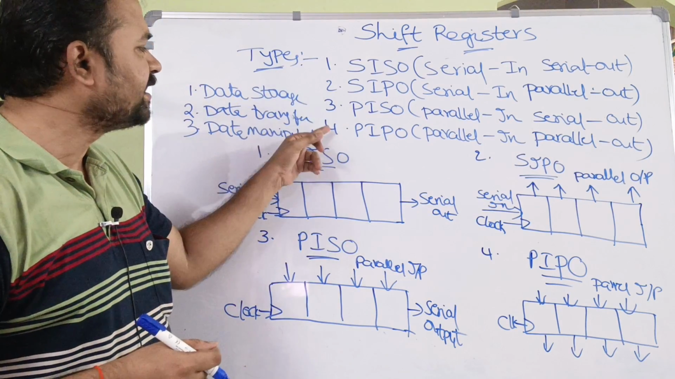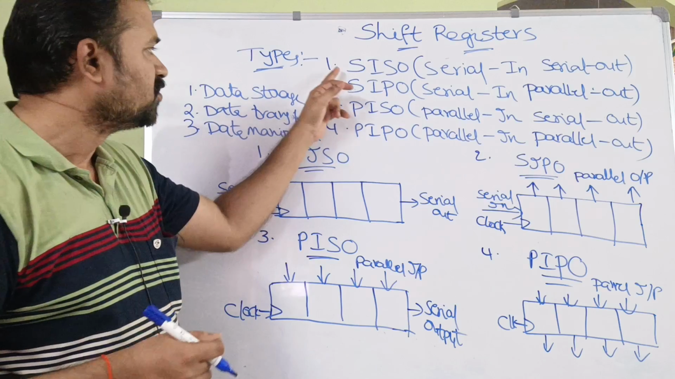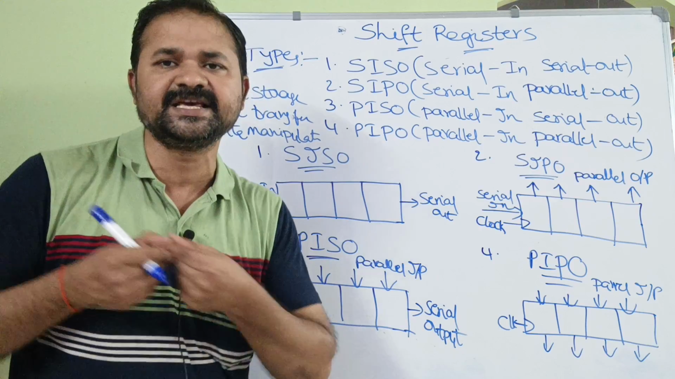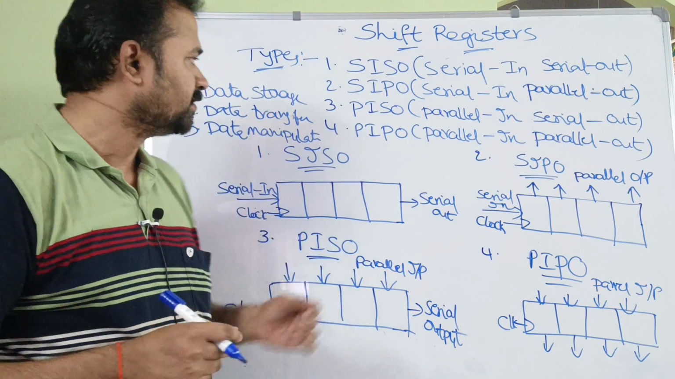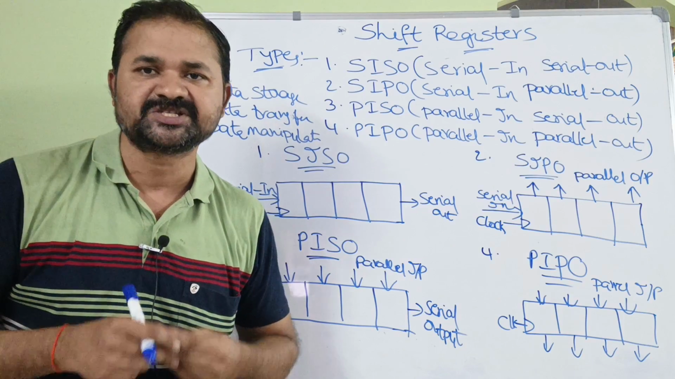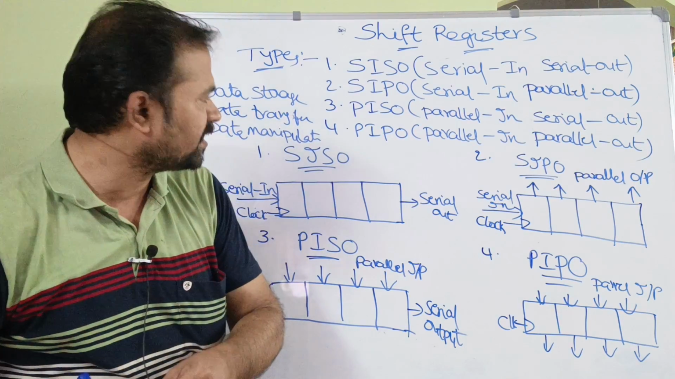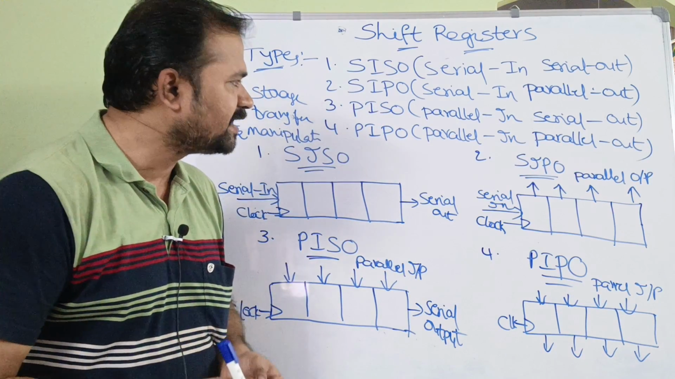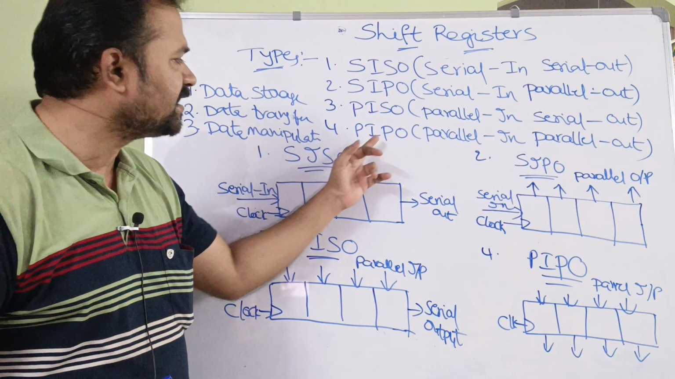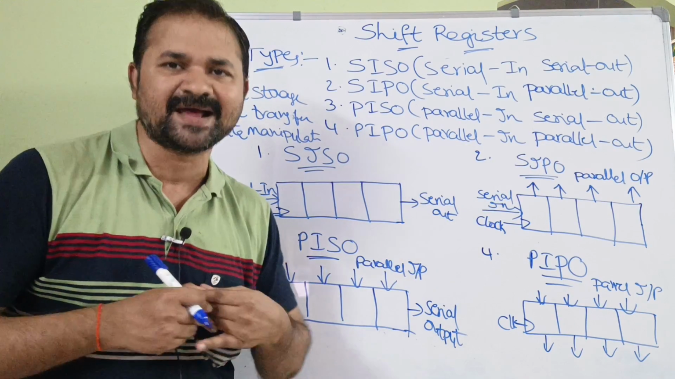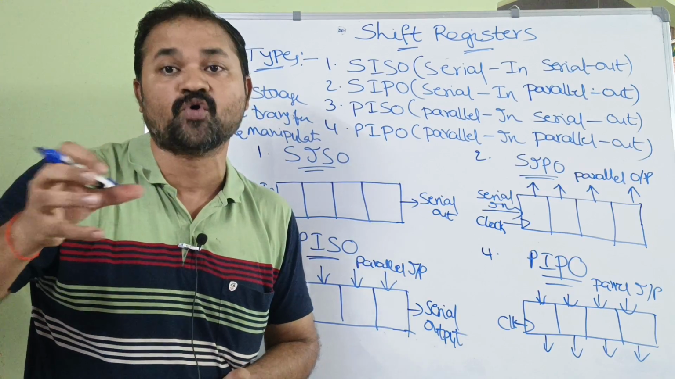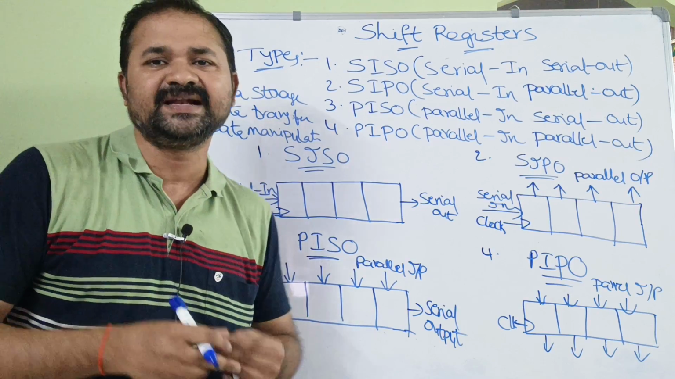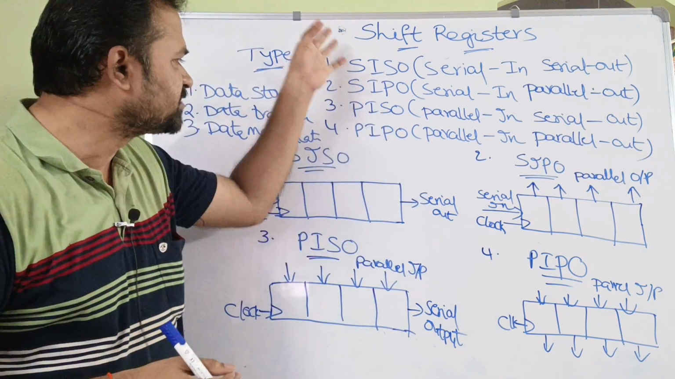Shift registers are mainly classified into four types. First is SISO, which stands for serial in, serial out. In means input. Second is SIPO, serial in, parallel out. Third is PISO, parallel in, serial out. Fourth is PIPO, parallel in, parallel out. In this video I will give an overview of these four registers. In the next four videos we will see them in more detail.